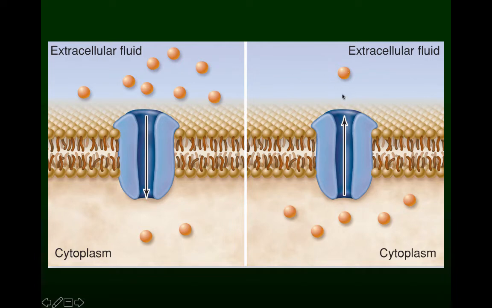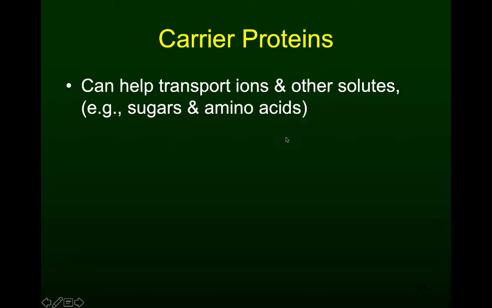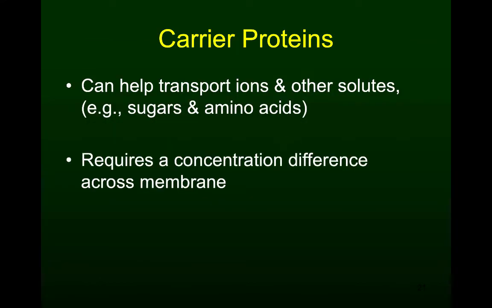So we know we're not spending energy, but because these particles are presumably hydrophilic or charged, they have to use these proteins to get across the membrane because otherwise they wouldn't be able to go through the bilayer. So carrier proteins, again, very specific, do require a concentration difference because, again, it's driven by passive transport, no ATP being spent here at all.